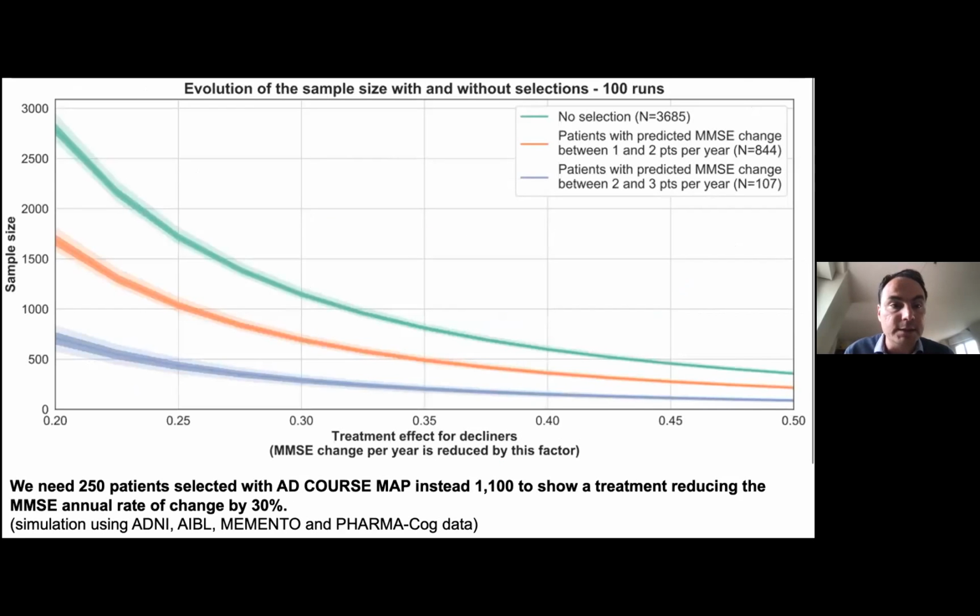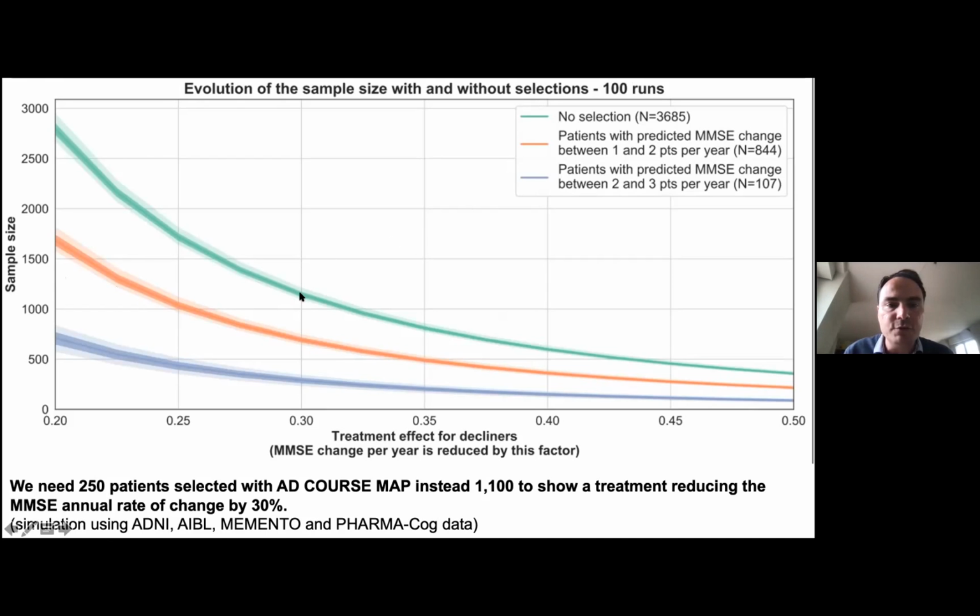And so we can see that, so that's a usual type of plot where the x-axis is the treatment effect size. So 0.30 means that here we have a drug that in theory could reduce by 30% the rate of change of the MMSE. Okay, so it's a simulation framework, so it's a hypothetical treatment effect for a hypothetical drug. And for that, you see that with the current selection methods, you need something like 1,200 subjects to see this effect. Okay, so it's just a sample size calculation.